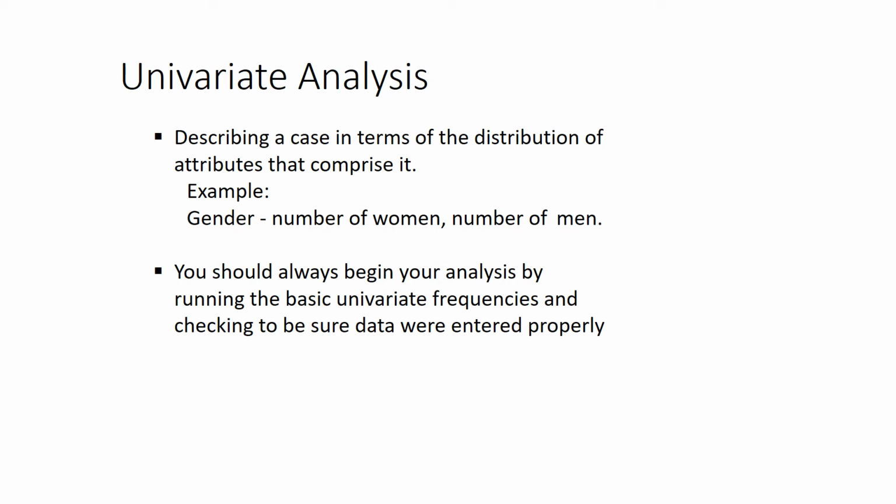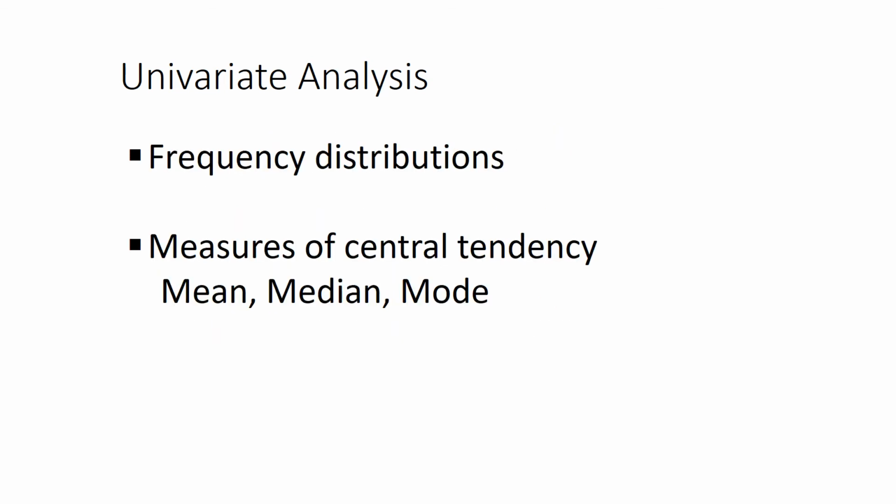So univariate analysis describes a case in terms of the distribution of attributes that comprise it, for example gender, the number of women to the number of men. You should always begin your analysis by running the basic univariate frequencies and checking to be sure data were entered correctly. For univariate analysis, you can use frequency distributions and also measures of central tendency: the mean, median, and mode.